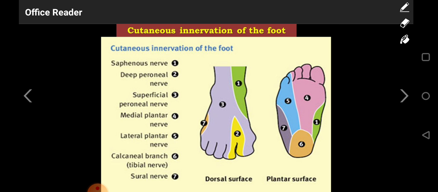This is the cutaneous innervation of the foot. Here we can see the area supplied by that particular nerve. For example, area 1 is supplied by the saphenous nerve, area 2 is supplied by the deep peroneal nerve on the dorsum and the plantar surface.